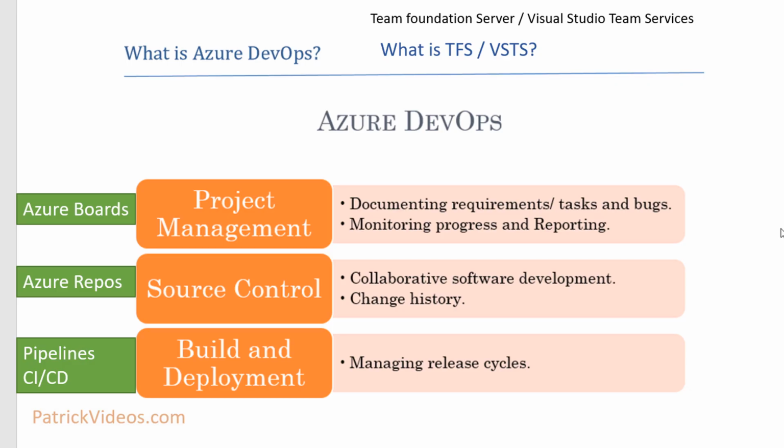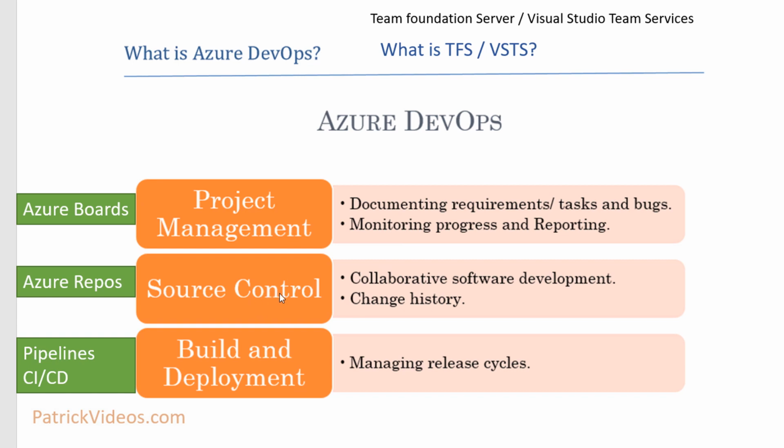So what is Azure DevOps? For any software project, we need three things. Every software project needs a project management tool. So what exactly is a project management tool? A project management tool is where you gather the requirements, break it up into various tasks, assign it to people, and make sure that they are doing the task. So every software project needs a project management tool.